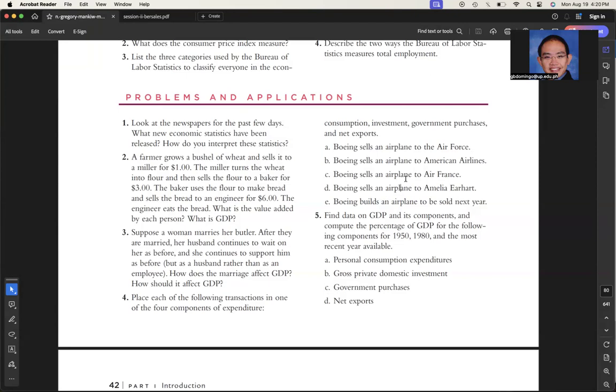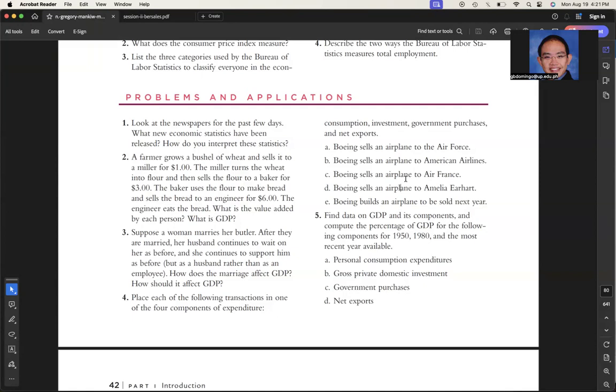So again, to complete the answer, you should explain that this airplane being sold by Boeing is in fact newly produced within the time frame of GDP, which is a year or a quarter. If not, then it's a used good or inventory good, and therefore has no effect on aggregate GDP for that particular time period.